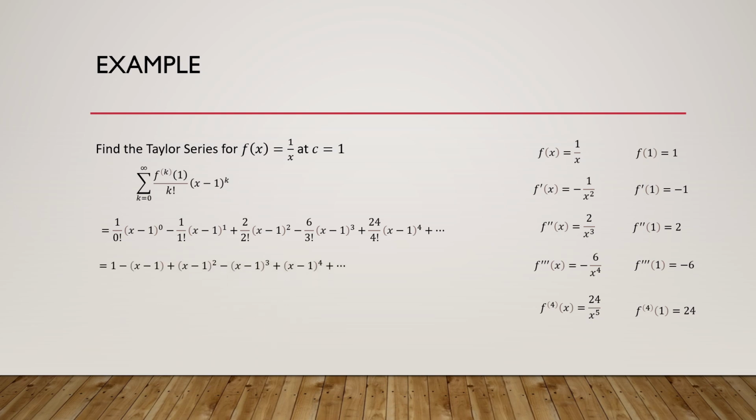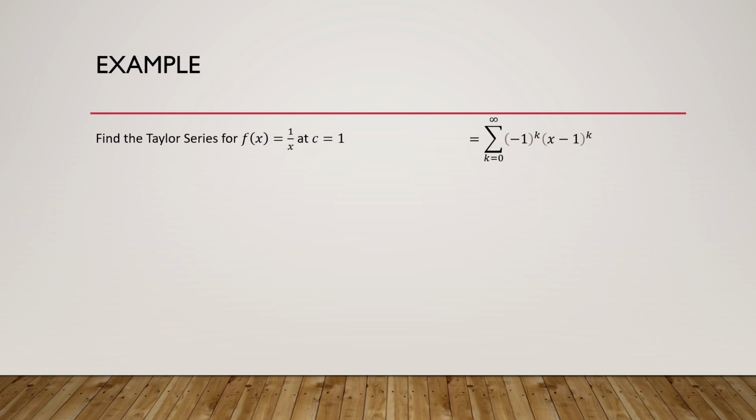This simplifies to 1 minus the quantity of x minus 1, plus the quantity of x minus 1 squared, minus the quantity of x minus 1 cubed, plus the quantity of x minus 1 to the fourth power. This series can be expressed as a sum from k equals 0 to infinity of negative 1 to the k times x minus 1 to the k power.